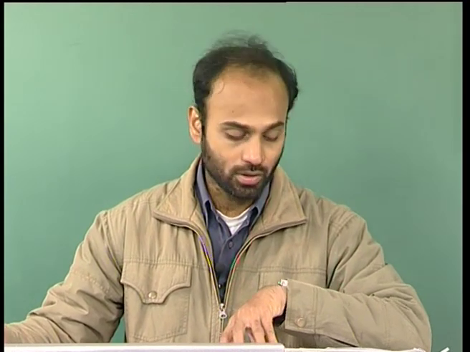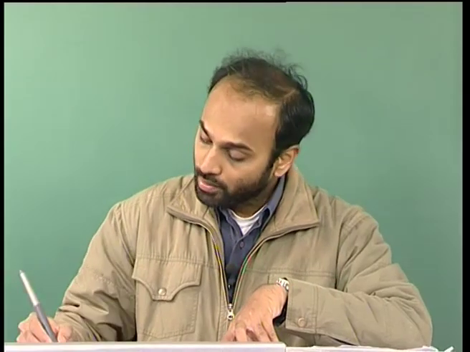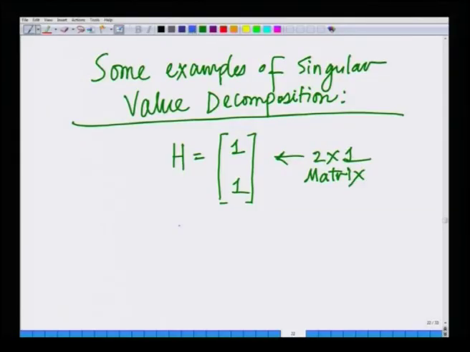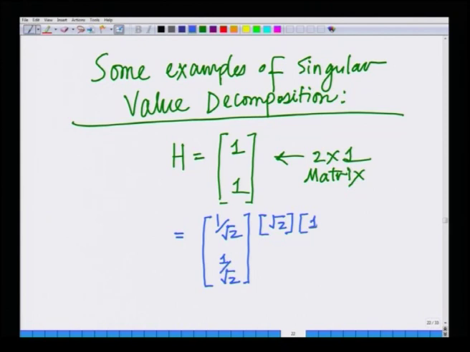Remember, this matrix is a 2 cross 1 matrix, it is non-square, it does not have an eigenvalue decomposition, which means, however, it still has a singular value decomposition. That is what we are going to show, and this also satisfies our criterion that R is greater than or equal to T. I can write this as 1 over root 2, 1 over root 2 into the singleton matrix square root of 2 into the single dimensional matrix 1.